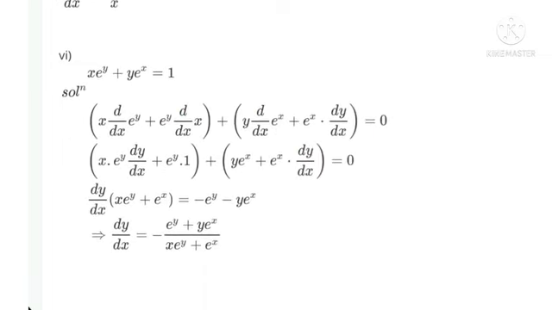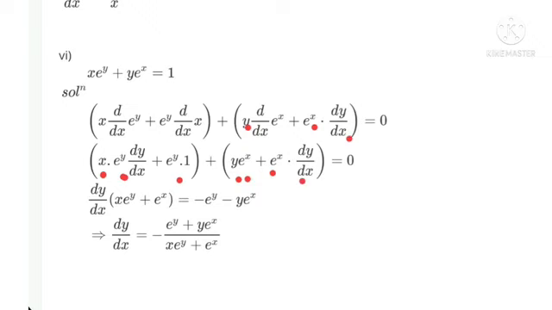Similarly, the sixth one, x into e raised to y plus y into e raised to x is equal to 1. Here you directly differentiate with respect to x. We get first into derivative of second plus second into derivative of first, plus here also first into derivative of second plus second into derivative of first. So we get x into e raised to y, x as it is, e raised to y derivative is e raised to y into dy by dx, plus e raised to y as it is, derivative of x is 1, y as it is, derivative of e raised to x is e raised to x, e raised to x as it is, dy by dx.